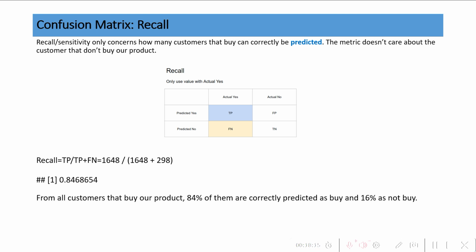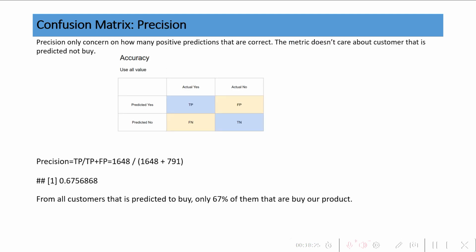So that becomes basically true positive divided by the actual positive. So it became 0.84, meaning 84% will buy and 60% won't buy. Next comes the precision. Precision is basically the actual right predictions among all the predictions. Right predictions means the buy, right? True positive. So it's 0.67 or 67% that will buy the product.